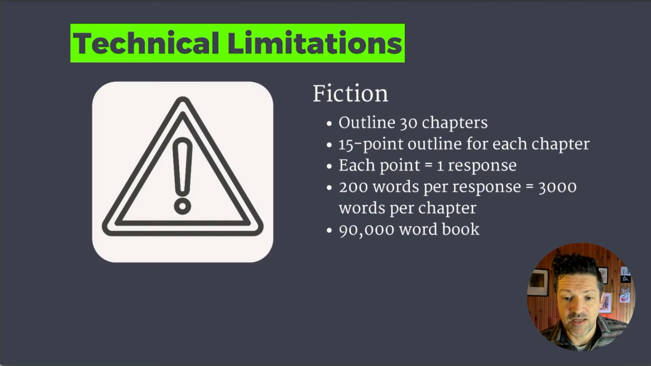Fiction, similarly, we're thinking about maybe an outline of about 30 chapters with a 15-point outline for each chapter. You may want to think of those as scenes, or you may just want to get a little bit more creative with how you think about the plot twists and the dialogue and the sections per chapter. And again, thinking about each response being roughly 200 words, that's on the low side. Then you're at 3,000 words per chapter, 90,000 word book. So definitely an undertaking still, but this will speed up your process.